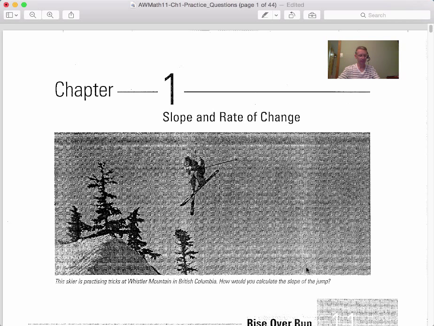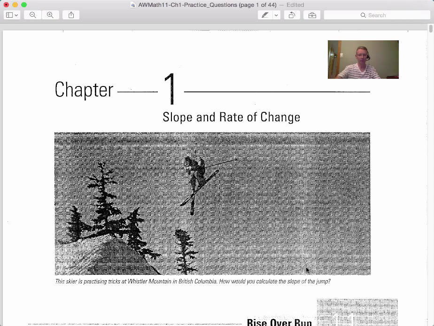Welcome to the first lesson for Math 11, Apprenticeship and Workplace Math 11. This starts off with talking about slope and rate of change. We did a little bit of this in grade 10 if you remember rightly. The main thing about slope was that it was the rise over the run on a slope.